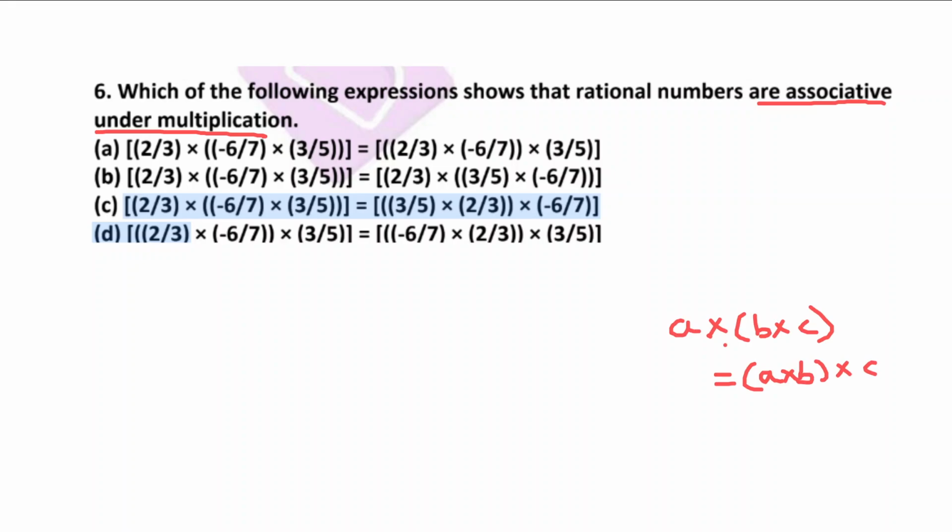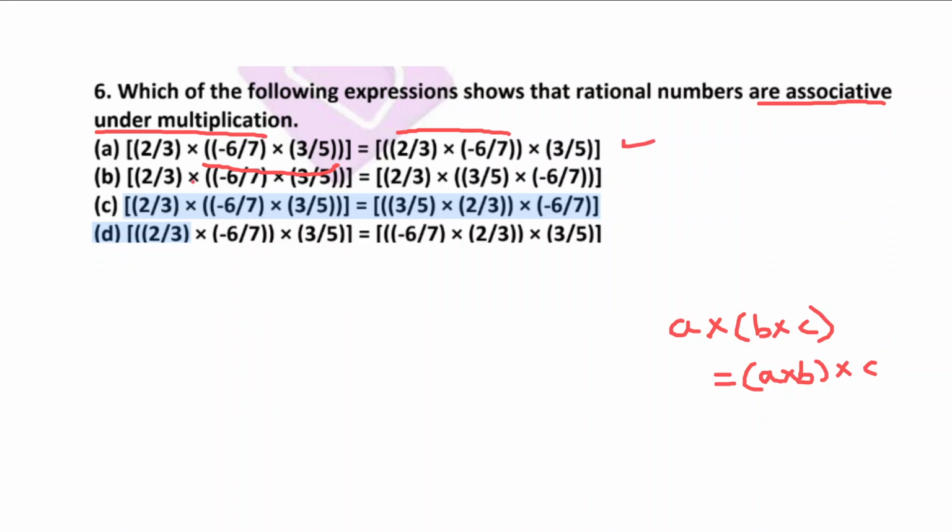Three numbers you are multiplying. Multiplication can be done only between two numbers, so which one will you pick up first? It doesn't matter. That is the meaning of associative under multiplication for rational numbers. If you take here, 2 by 3 and then minus 6 by 7, 3 by 5, there is 2 by 3 into minus 6 by 7, into 3 by 5. So the first one is the right one.